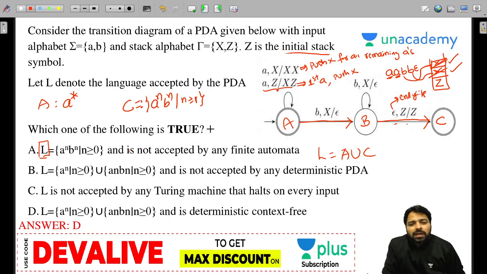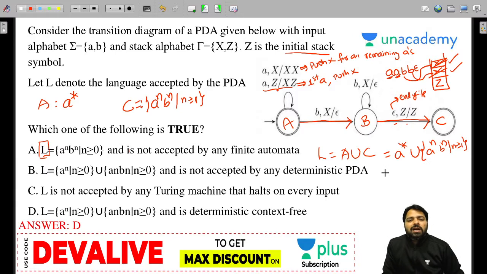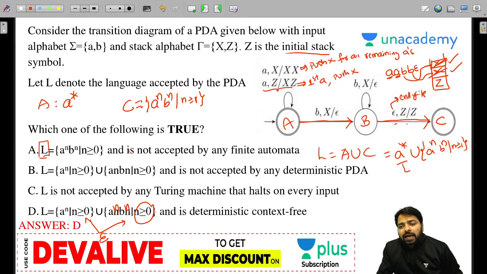It's a C. A union C is equal to A star union A power n, B power n, where n is greater than or equal to 1. But the question is not having that. The question is having, and of course it's A power n, guys, n greater than or equal to 0. It's okay. Epsilon I can cover in both. Epsilon is here, I can keep it here also. To write it as A even star union A power n, B power n, n greater than or equal to 0. I can do that too.